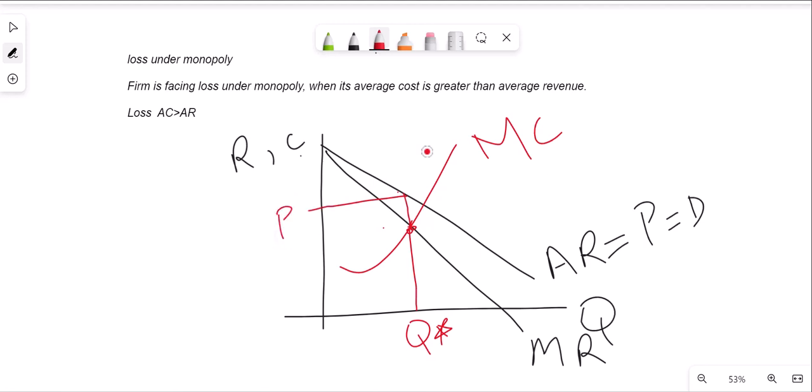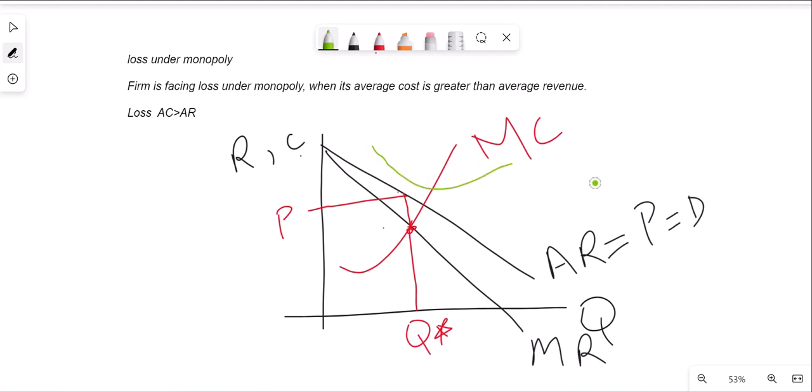So now we have to draw only the average cost curve in order to show the normal loss. As the condition tells us, loss is when average cost is greater than average revenue. So now we have to draw the average cost curve in such a way that it is above this point. So let me draw it for you.